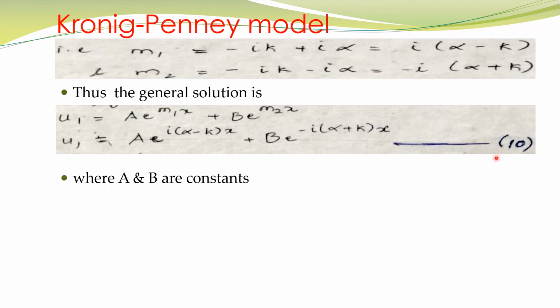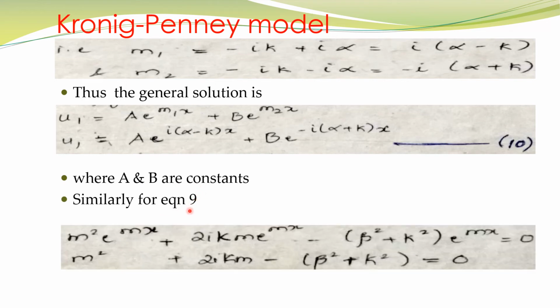Equation 10, where a and b are constants. Similarly, for equation 9, we can solve it and you will get m square plus 2ikm minus beta square plus k square is equal to 0. This is again a quadratic equation in m, and you can find the roots in this way and you get m is equal to minus ik plus minus beta. So you get two roots, beta minus ik and minus beta plus ik.